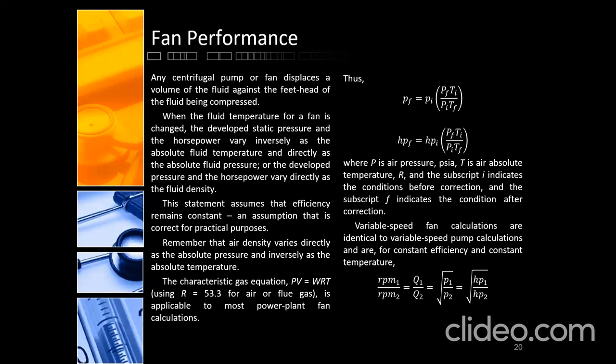Okay. So variable speed fan calculations are identical to variable speed pump calculations and are for constant efficiency and constant temperature. RPM 1 divided by RPM 2 is equal to Q1 over Q2 is equal to the square root of P1 over P2 is equal to the cube root of HP1 over HP2.